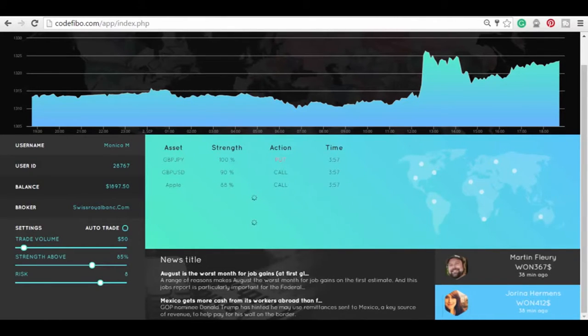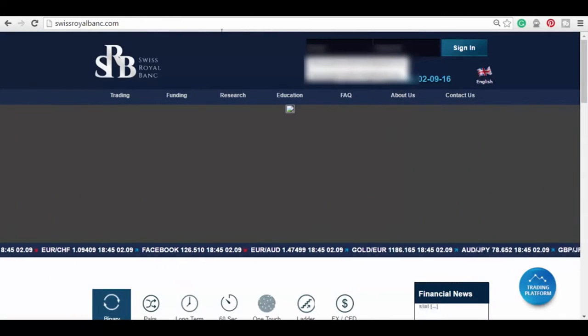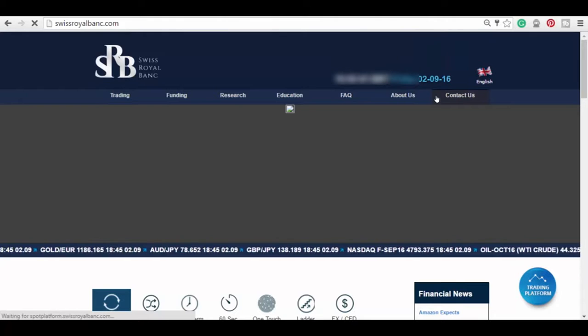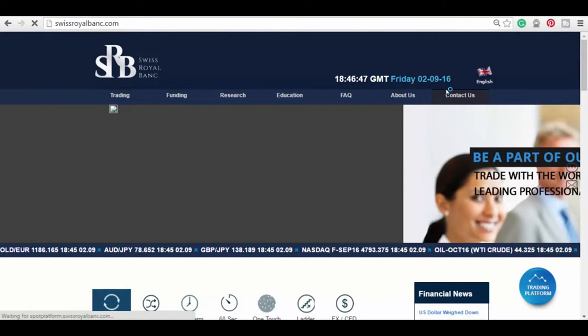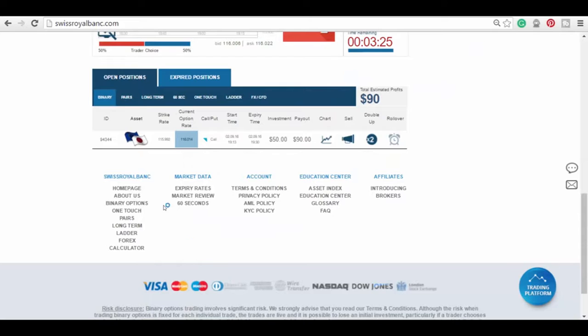So let me log into my broker account now. So here is Swiss Royal Bank. Let me log in. I have one open trade right now that I placed based off the signal from CODEFIBO, and I'll show you that signal.